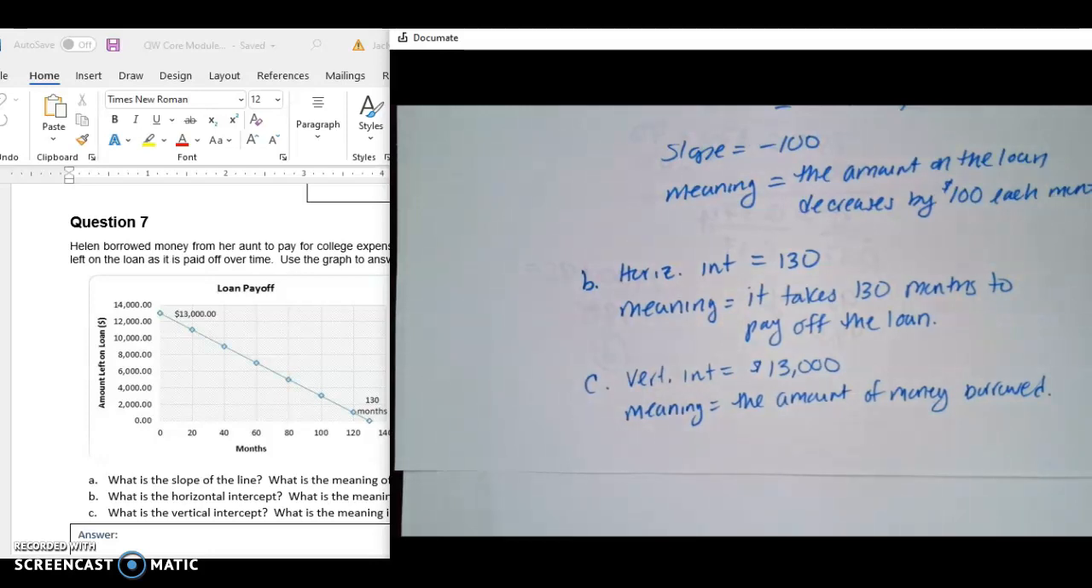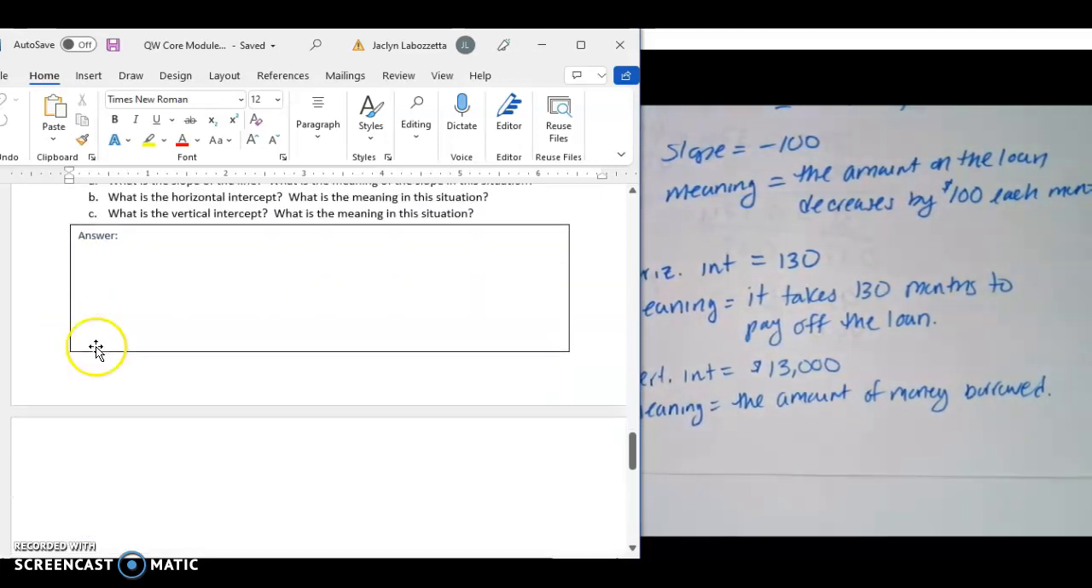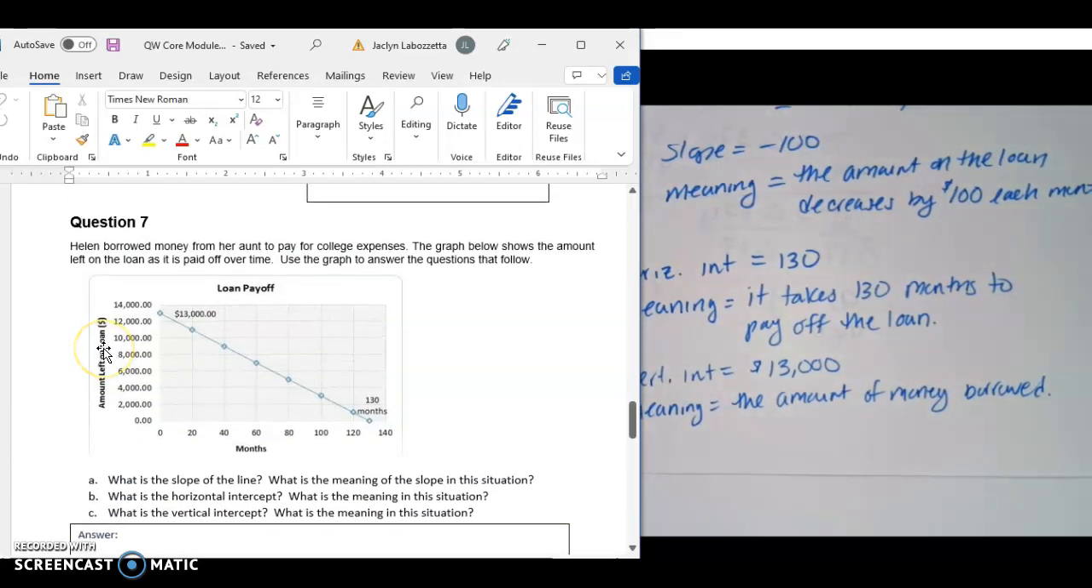So again, just think in terms of the situation, think about what is the beginning, what is the end. Vertical intercept has to do with the beginning, horizontal intercept has to do with what's happening at the end. So again, a very important question for the assessment and for the final exam, where you have to be able to find the slope, the intercepts, and then interpret the meaning.